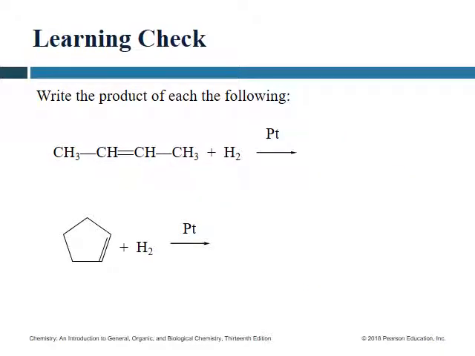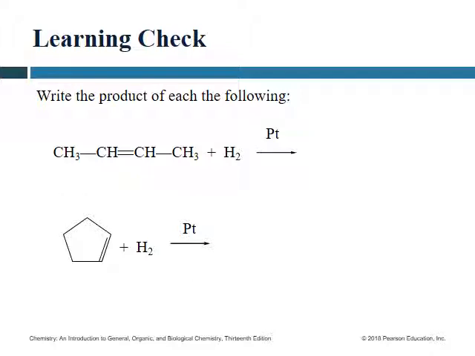Next, the question is asking, write the products for each of these following reactions. So what do we have here? I see a 1, 2, 3, 4 carbon compound, and this is again an alkene. It has a double bond. It says to add hydrogen in presence of platinum. So you should know, it nowhere says this is a hydrogenation reaction.